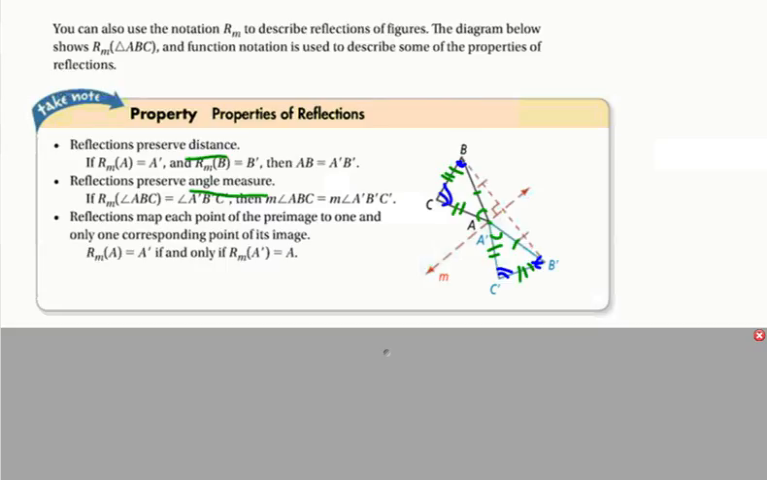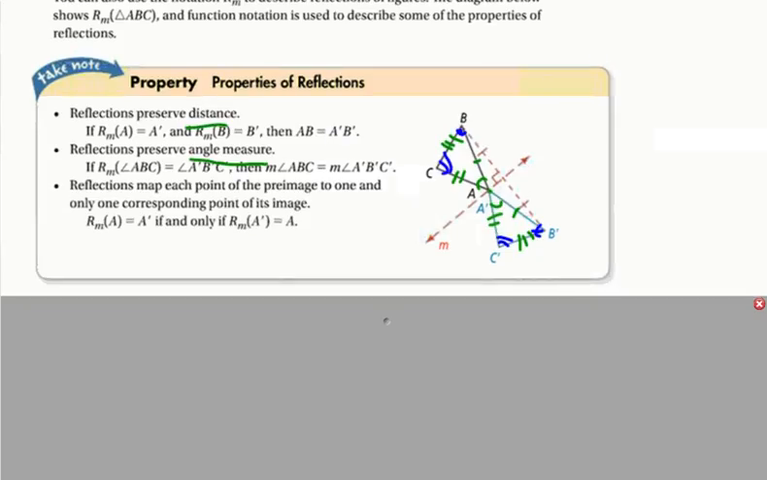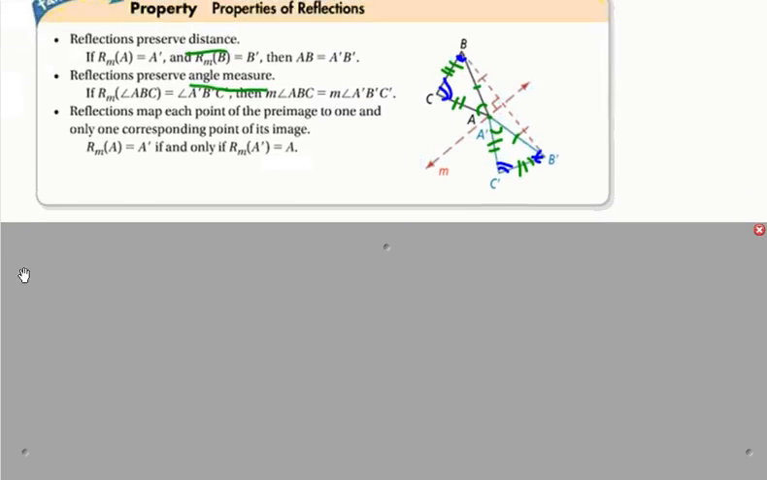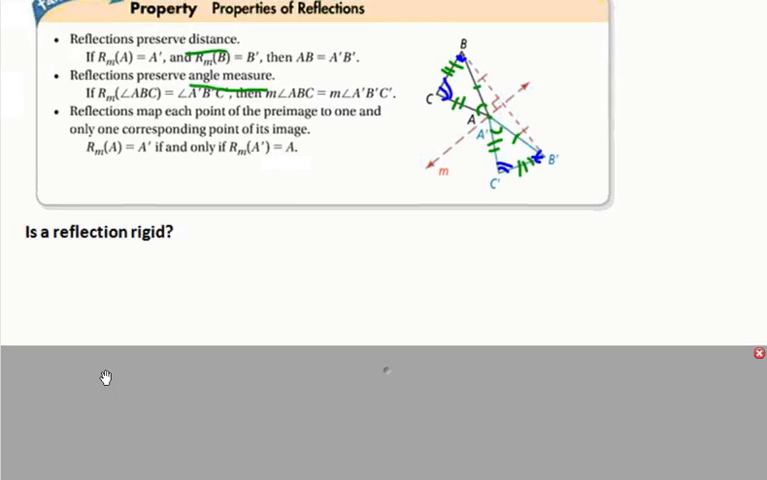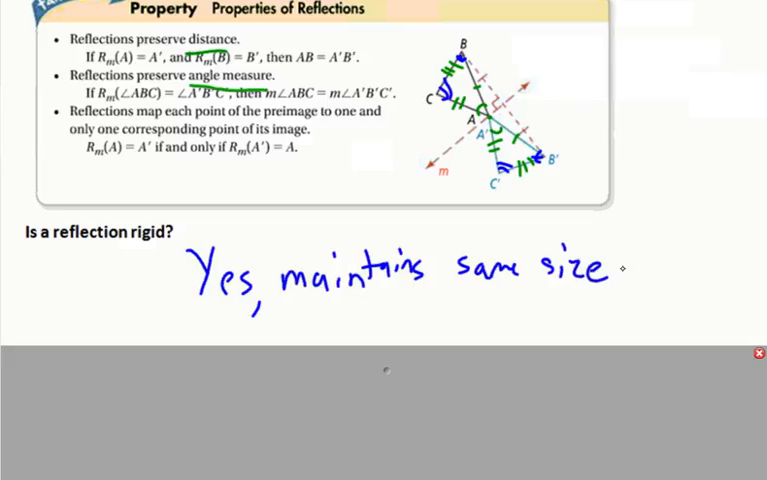And then lastly, reflections map each point of the pre-image to one and only one corresponding point on its image. So there's only one point that could be the reflection of a pre-image. Now the question is, would this be a rigid motion? Would the reflection be rigid? And the answer is yes, because it maintains the same size and shape. And that's what a rigid motion would be. Still a congruent figure there.